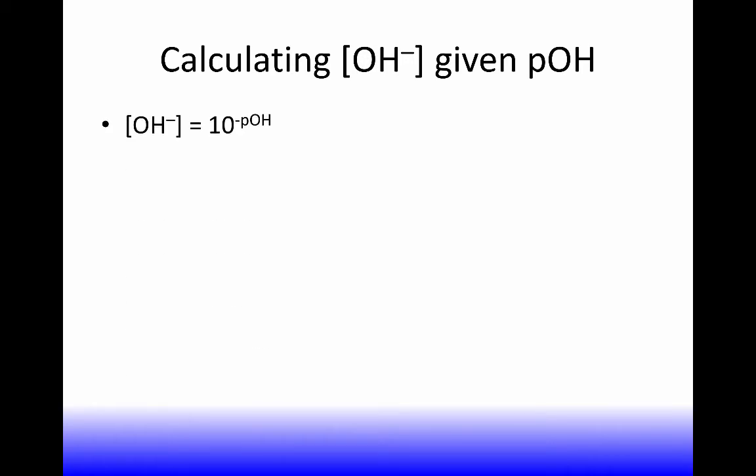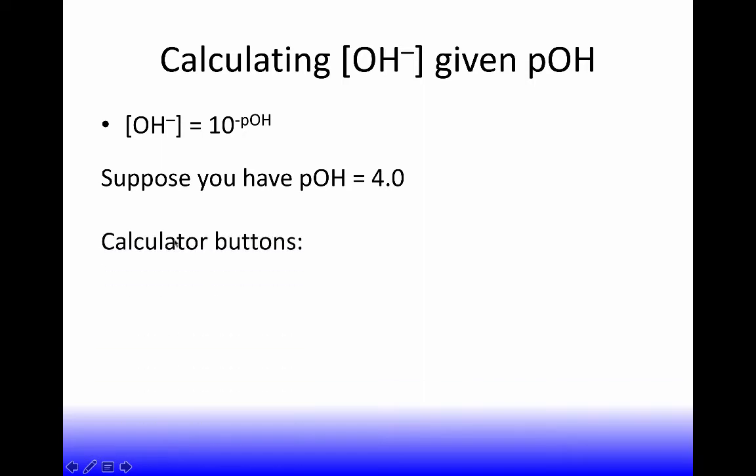Now, just like if you have the pH, you can find the concentration of hydrogen ions, if we know the pOH, we can find the concentration of hydroxide ions using that formula. So we have a pOH of 4. We will select 10 to the x.